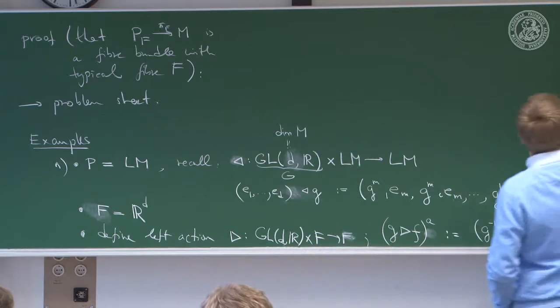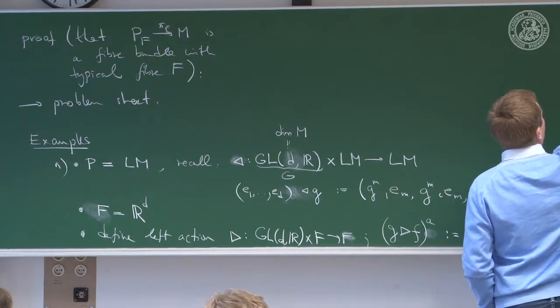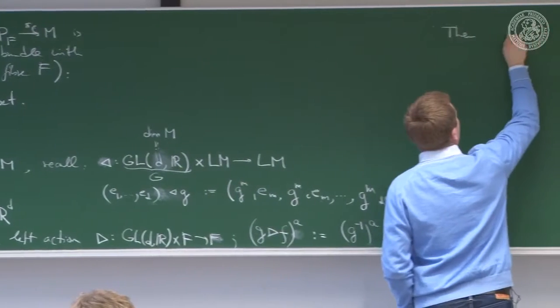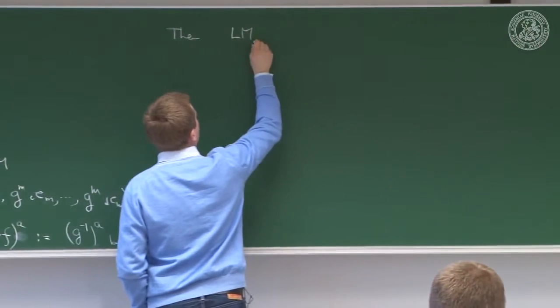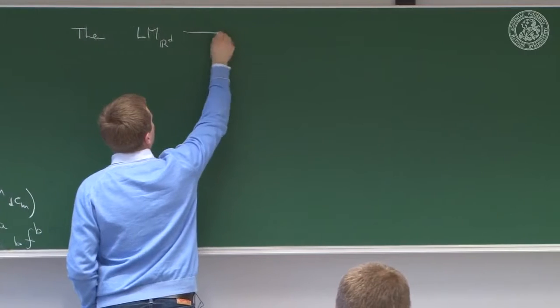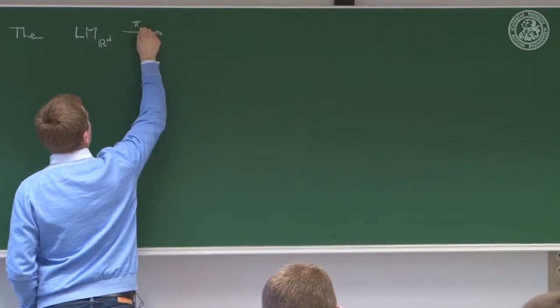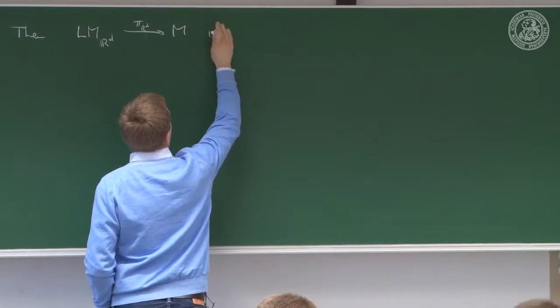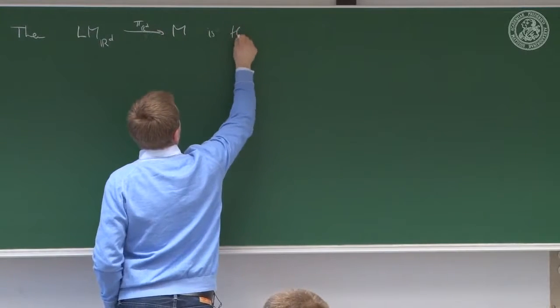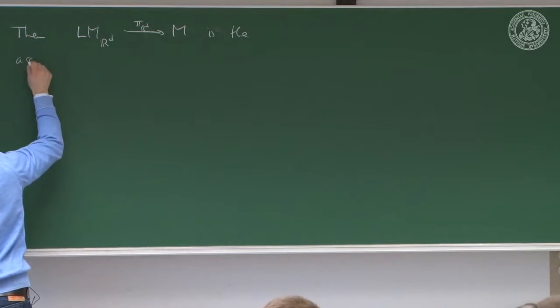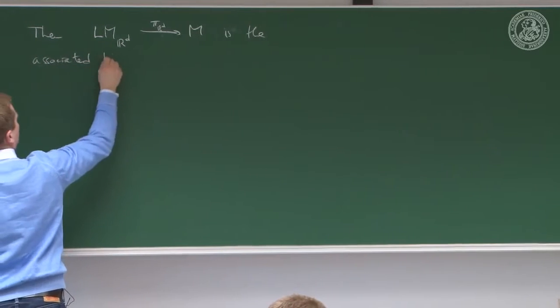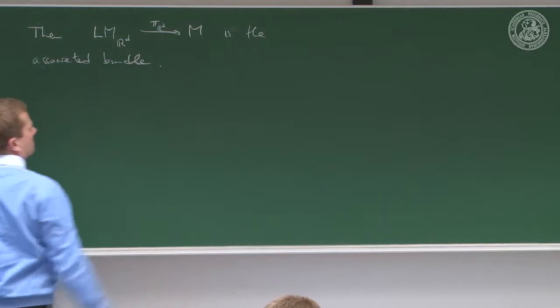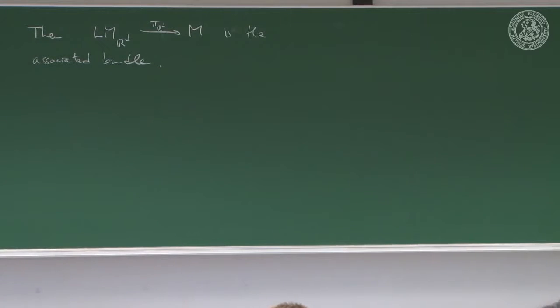So then L_M with fiber R^D, pi down to M, is the associated bundle. Okay, so the example ends after you provide the ingredients for the construction.